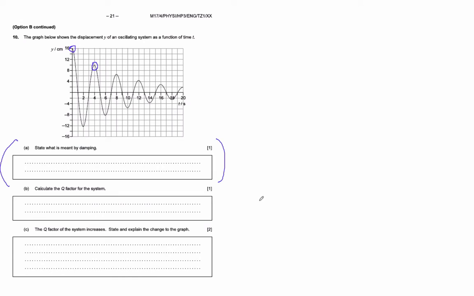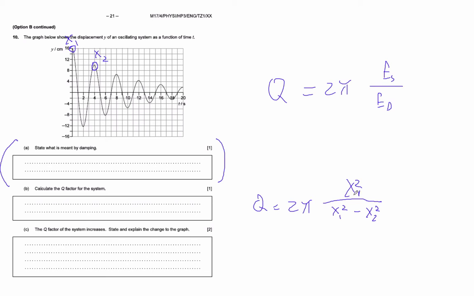And you're going to do this. This is that same calculation: 2 pi x, I'll call it x1 squared over x1 squared minus x2 squared, where these are the amplitudes of the first peak, x1, and this is x2. And this comes from the formula Q is 2 pi energy stored over energy dissipated. So the dissipated is, anyway, okay.